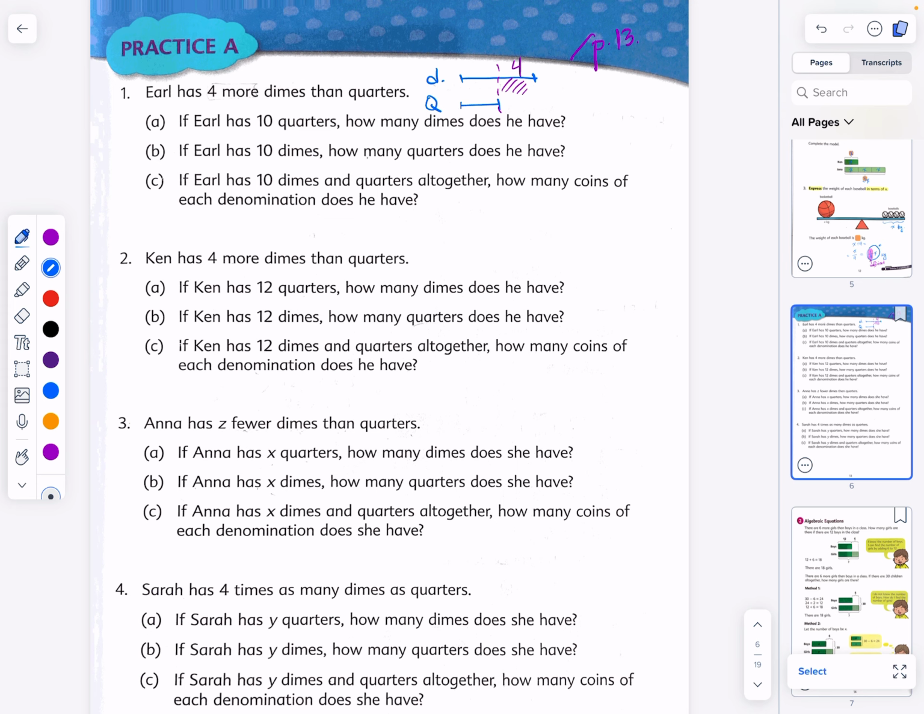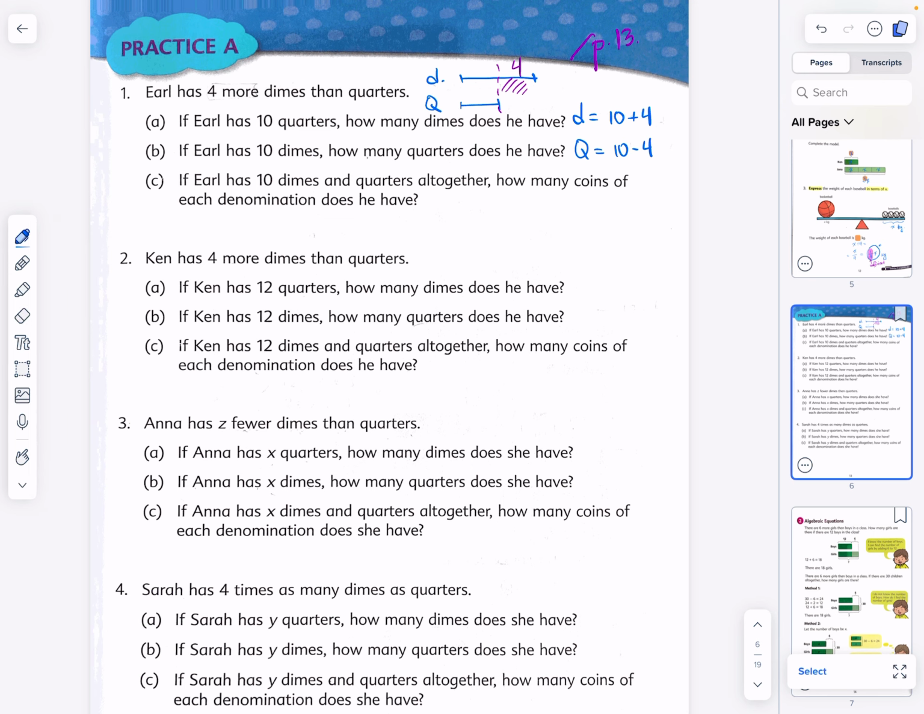If Earl has 10 quarters, how many dimes does he have? Dimes would be 10 plus 4, right? Because he would have 10 quarters, and we have 4 more dimes. If Earl has 10 dimes, so we would say quarters equals 10 dimes minus 4, because he has fewer. I'm going to erase this. He has fewer quarters, right? What's the difference? 4 fewer.